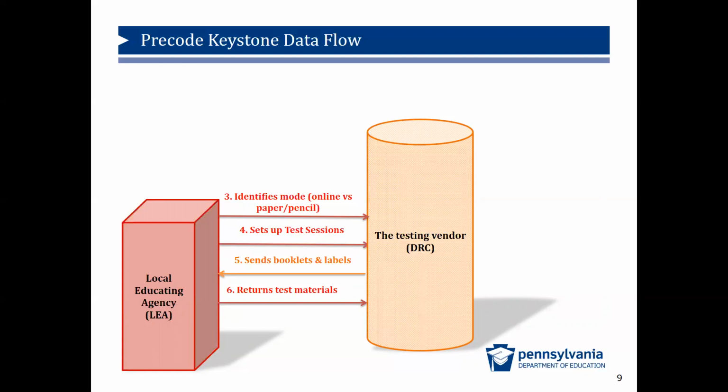In step 3, someone from your LEA who is involved with assessments, generally the LEA's assessment coordinator, will access DRC's enrollment system to indicate the number of test booklets needed for paper pencil testers and the number of students who are testing online. Students who are taking the paper pencil assessment will need precode labels for their tests. Student information contained on the precode label comes directly from the data uploaded to PIMS.